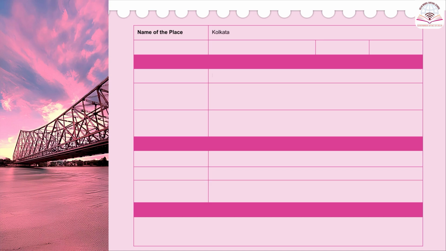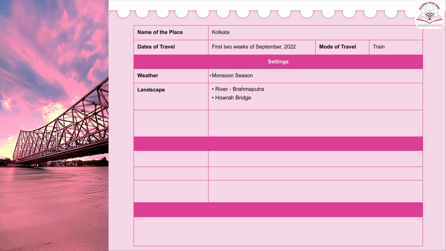Let's say we talk about Kolkata. Firstly we'll mention the name of the place, then our dates of travel. Mode of travel, it could be by train or by air, it's up to you. Then weather conditions of that place during your trip. Then the landscape. What are the various landscapes in Kolkata? Landscape, we have river Brahmaputra there. And then the famous Howrah Bridge.